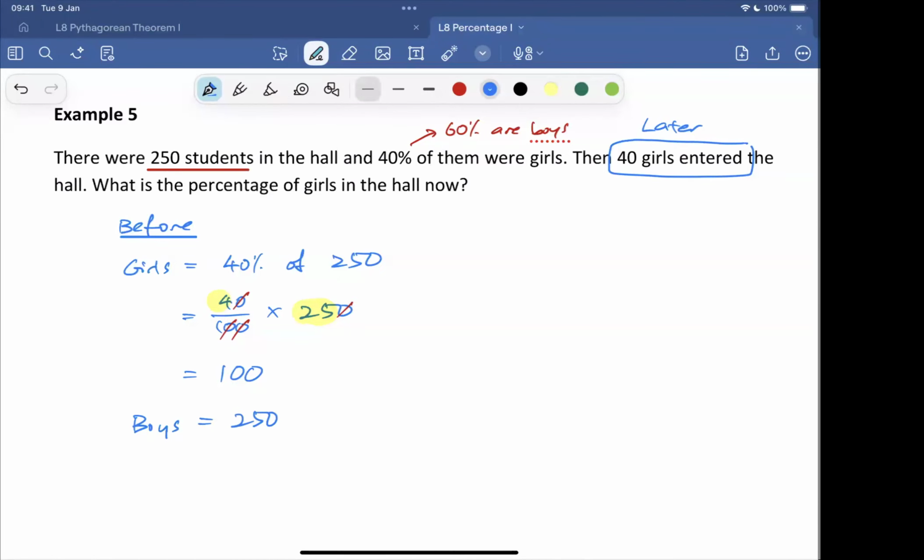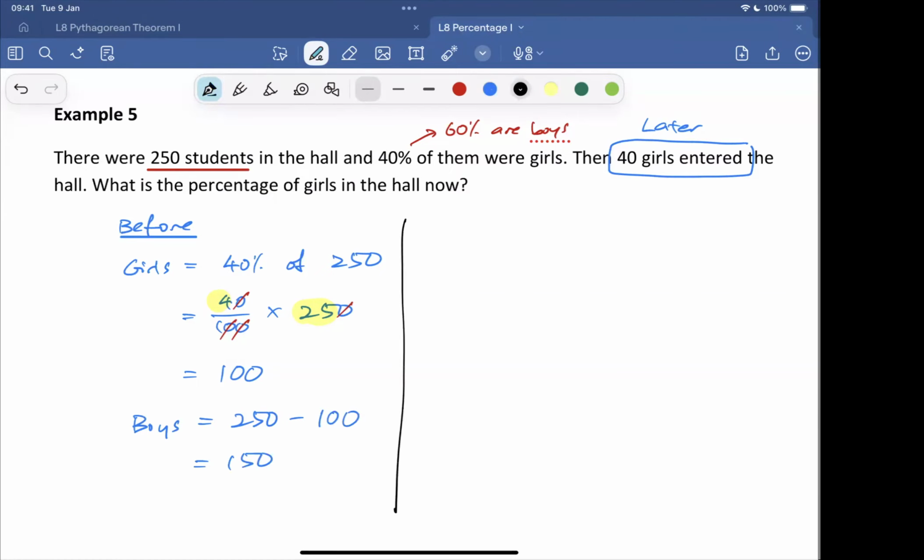250 is the total number of people, right? So how many girls are there? 100. How many boys are there? What's the total number of students? 250. Okay, there are 100 girls. How many boys? 250 minus 100. There you go. So how many boys are there? 150. There you go. Very good.